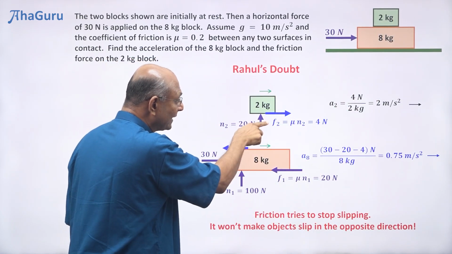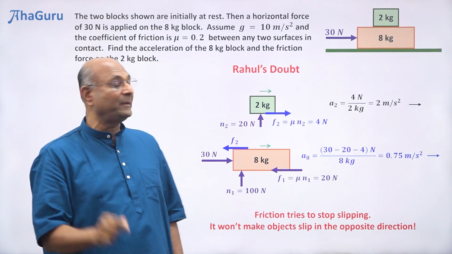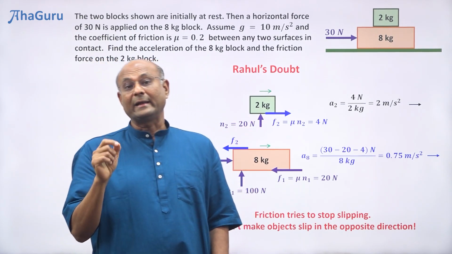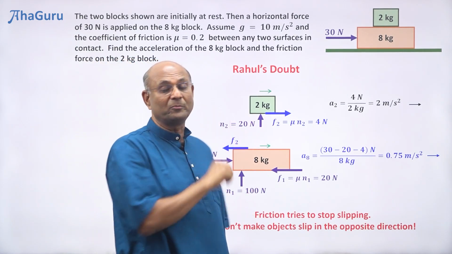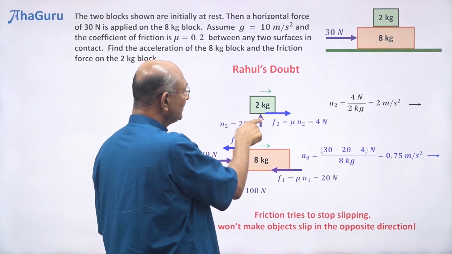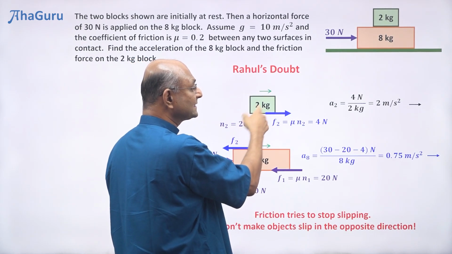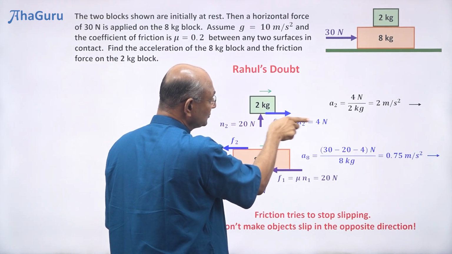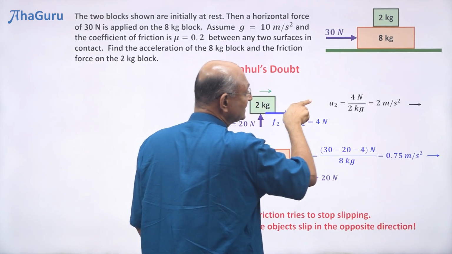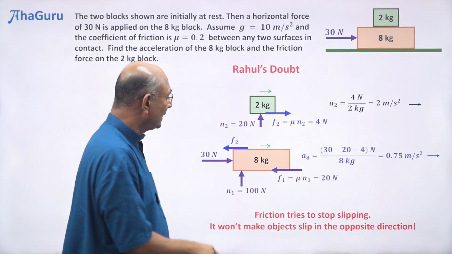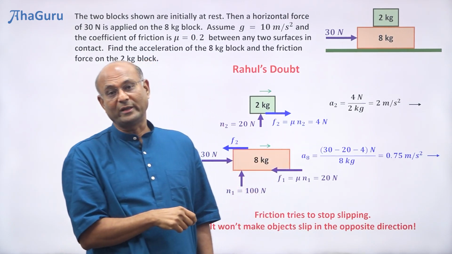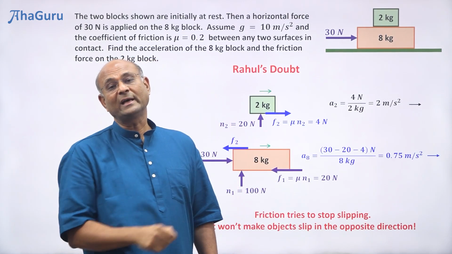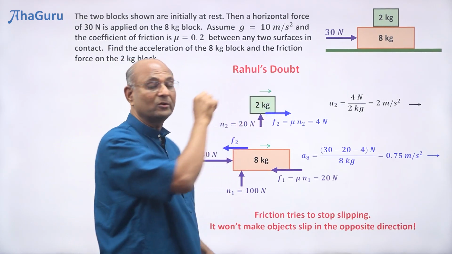If they move together, the friction force will not be equal to mu n. It will be less than or equal to mu n. Okay, so the friction force here has to be less than or equal to 4. Right now, putting in a friction force of 4 means that this is accelerating too fast and this is accelerating too slowly. So you must reduce the friction force. It is not equal to mu n.